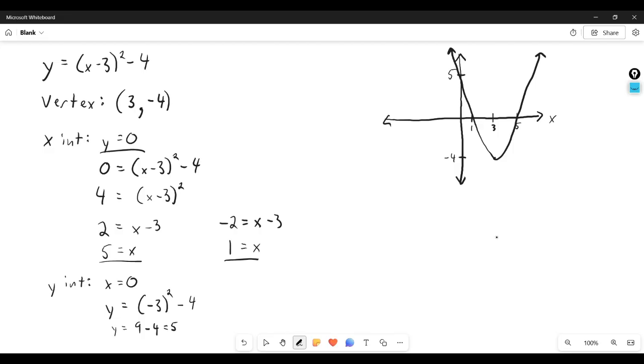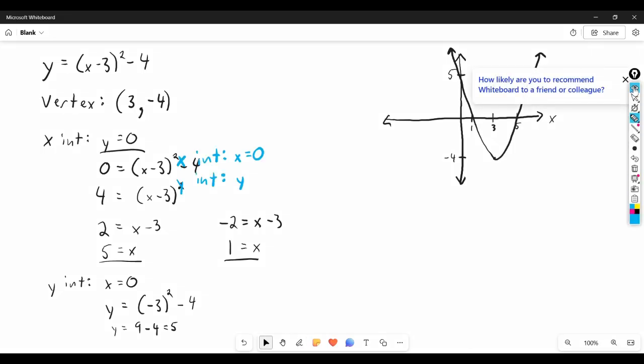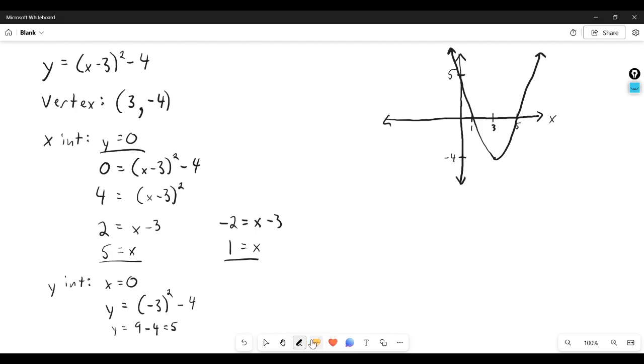I think there was one more thing we were talking about. And that was that line of symmetry, or that axis of symmetry. That's just this line here going through. It always has the same x coordinate as the vertex. So that line of symmetry is at x equals 3. It'll always be the same x coordinate as that vertex. That's the point 3, minus 4.